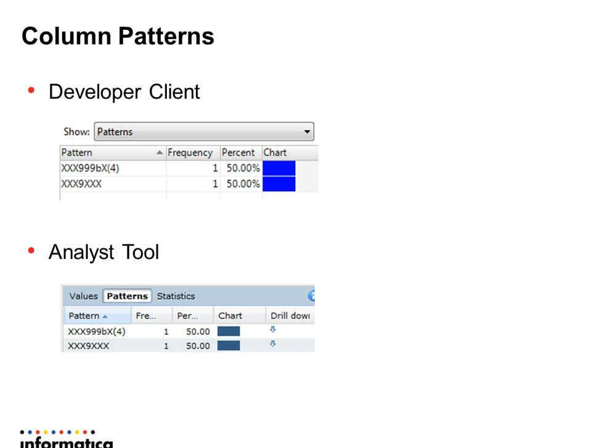In this view, apart from the pattern, there are other attributes that need to be known. Frequency implies the number of times that a pattern appeared in the column. Percent is the percentage of the pattern appeared in the column. Chart is the bar graph representation of frequency or the percentage. And the drill down option is to preview the records associated with that pattern.